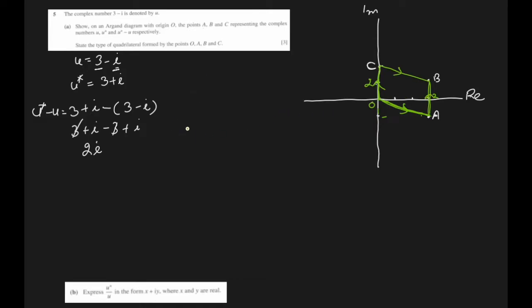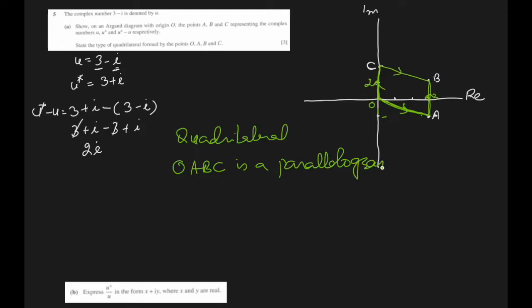2 sides are parallel. So let's write: quadrilateral OABC is a parallelogram because AB is parallel to OC and CB is parallel to OA. That's why it's a parallelogram.